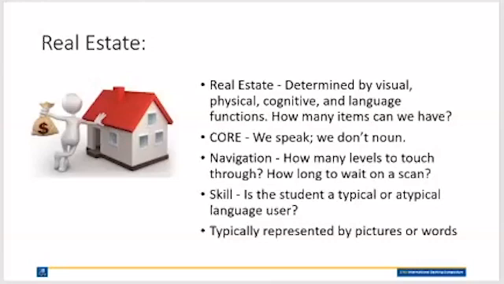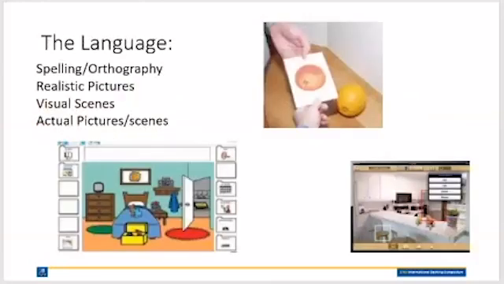So we need to know if the student is a typical or atypical communicator, as we said earlier. And when we have the language in that real estate, it's usually represented by pictures, words, or symbols, which we will also discuss. So you're going to see devices that have all different kinds of pictures, and they're going to drive you nuts. But just know that these are the options that are there, and depending on who chose the system, this is what you're going to see.